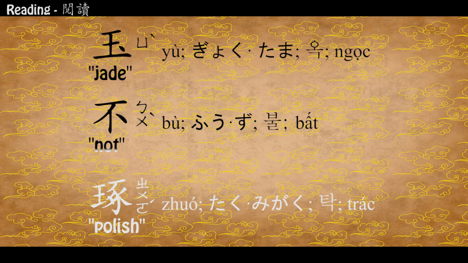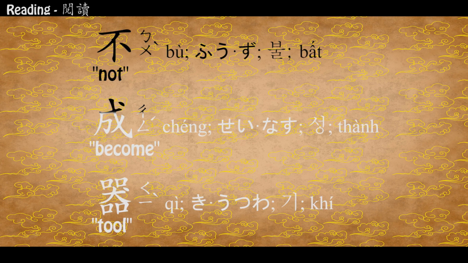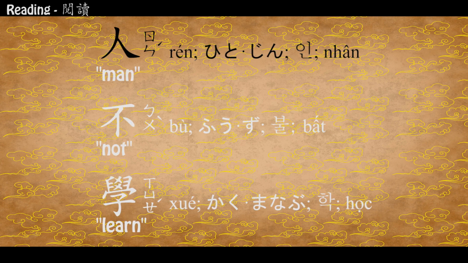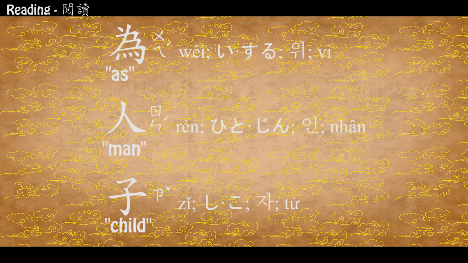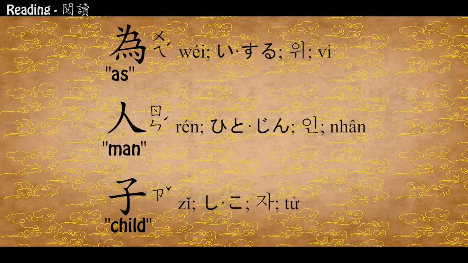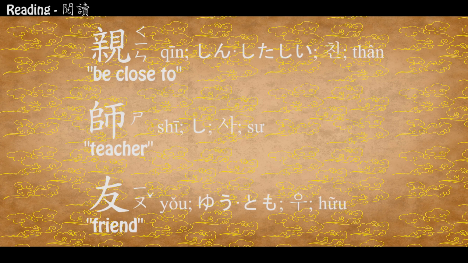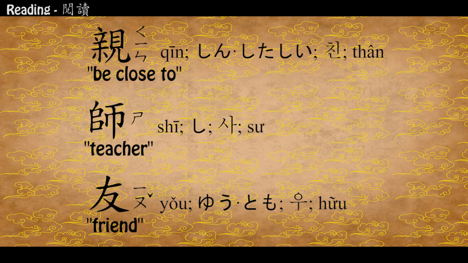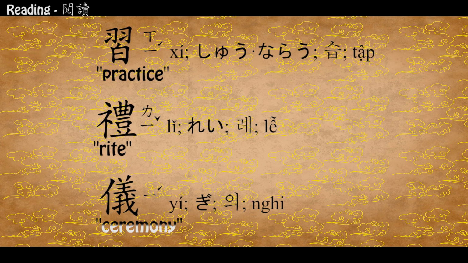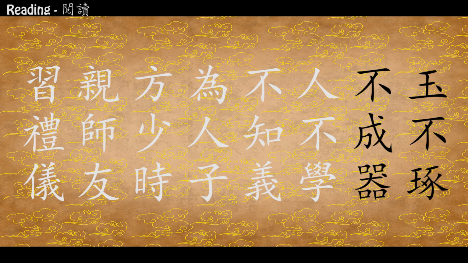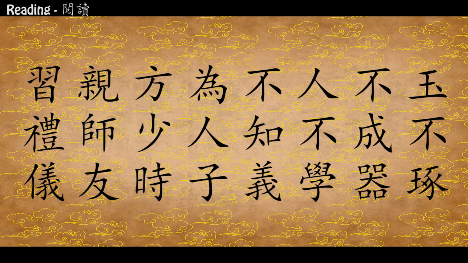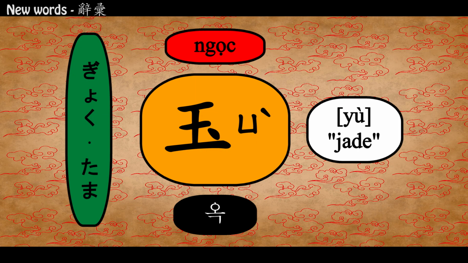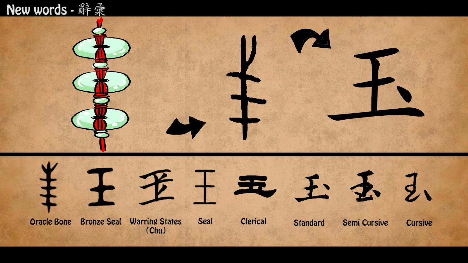玉不琢不成器，人不学不知义，为人子方少时，亲师友，习礼仪。玉 jade, jadestone. A drawing of a handful of jade rings on a string.